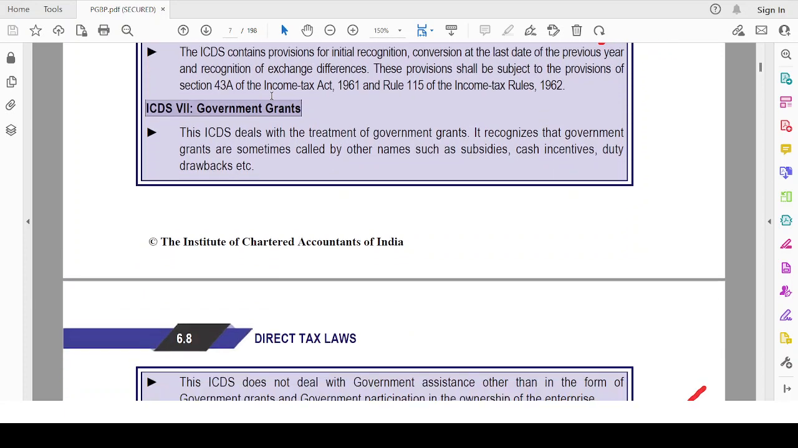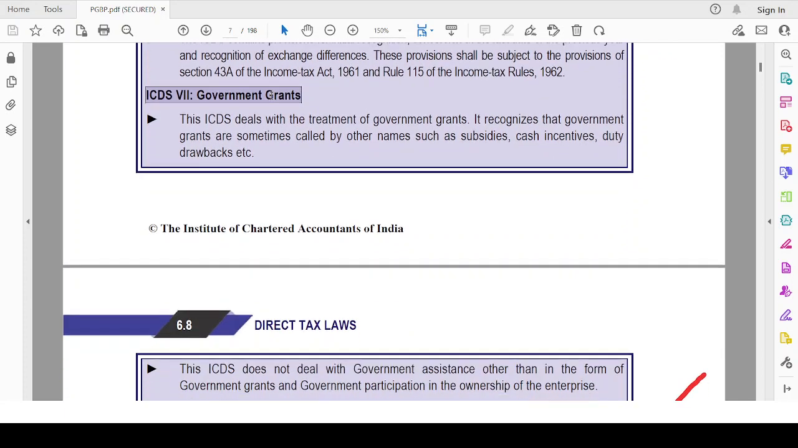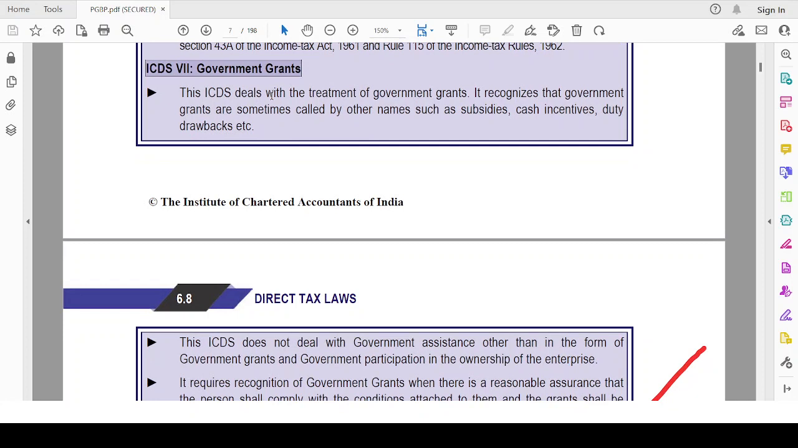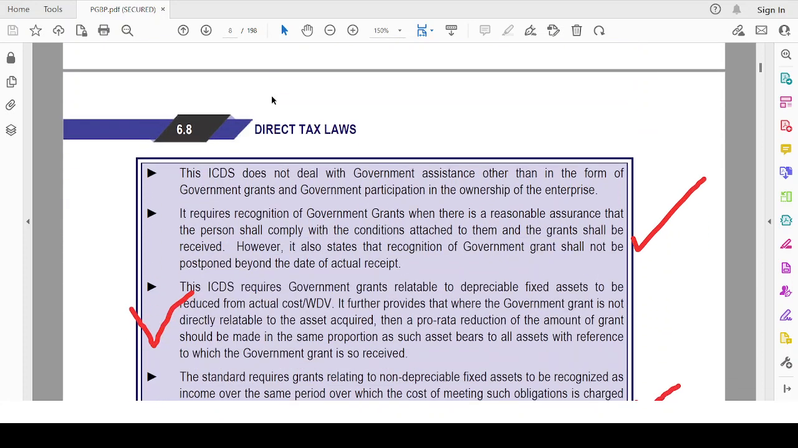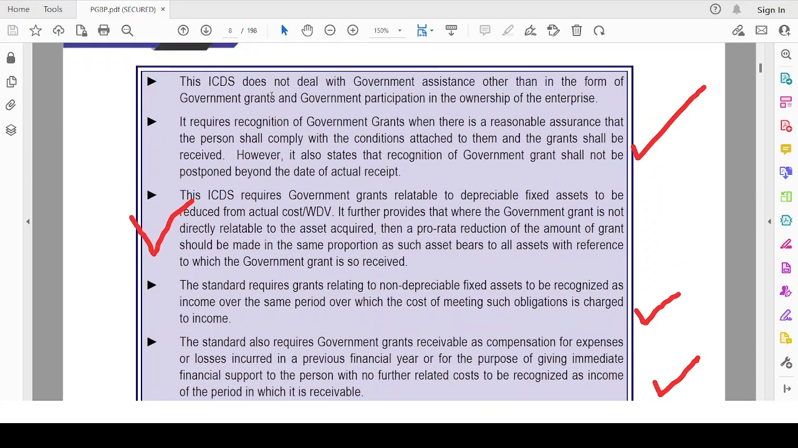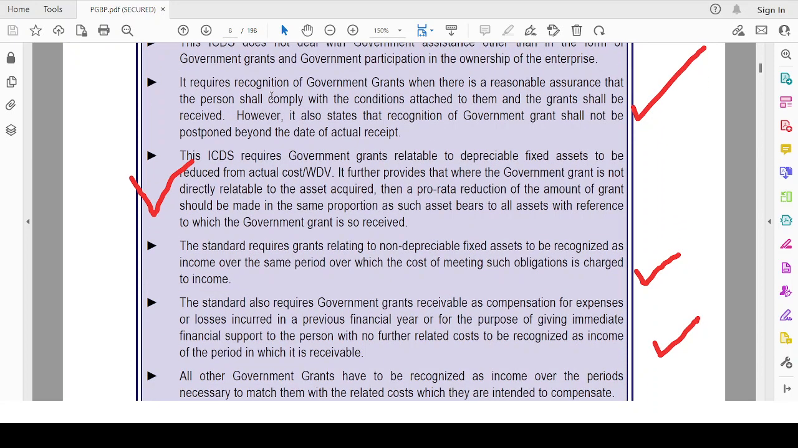Now ICDS 7, government grants. It can be called subsidies, cash incentive, duty drawbacks, etc. But it does not deal with government assistance other than in the form of government grants, and government participation in the ownership of the enterprise. And we can recognize the government grants only when there is a reasonable assurance that the assessee will be able to comply with the conditions given.